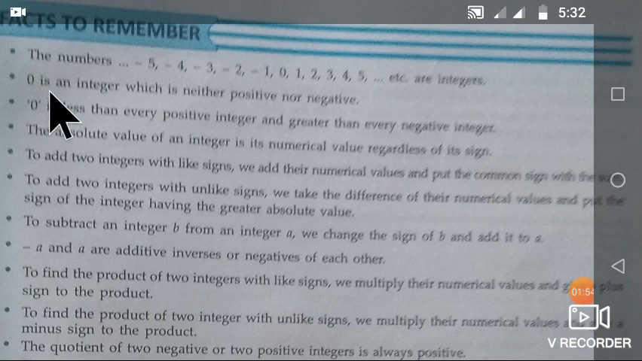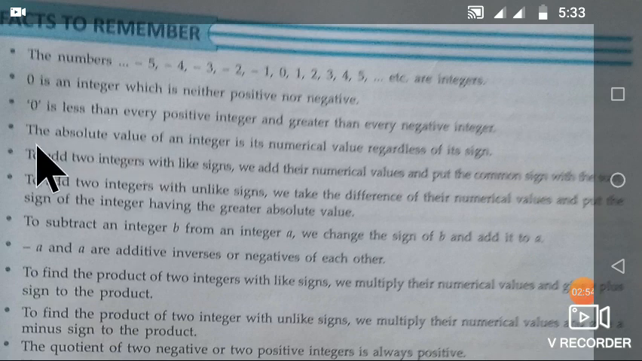Next, 0 is an integer which is neither positive nor negative. Integer 0 is not a negative integer and not a positive integer. 0 is less than every positive integer and greater than every negative integer. 0 is greater than -5, 0 is greater than -3, 0 is greater than -100, and 0 is less than 1, 0 is less than 5.